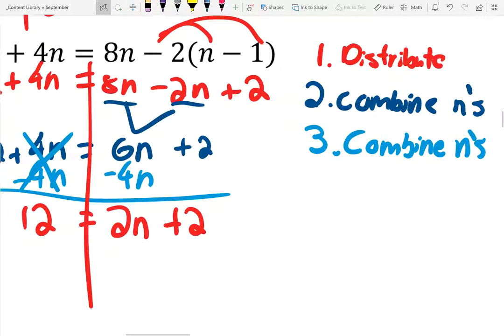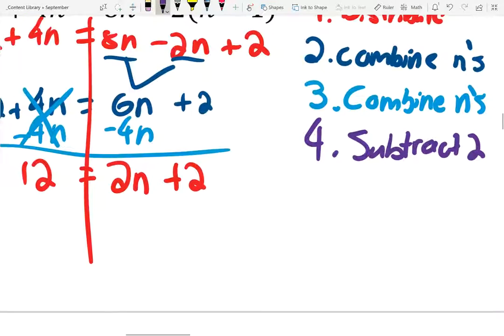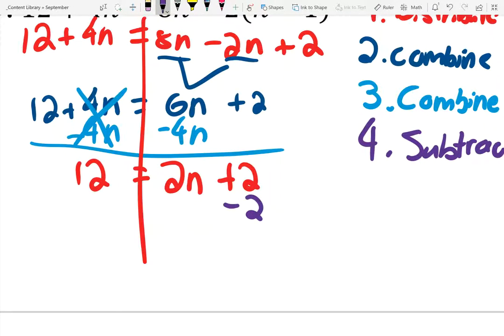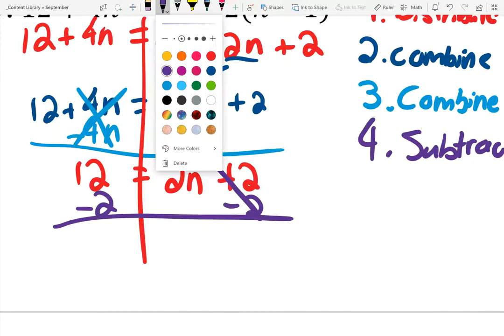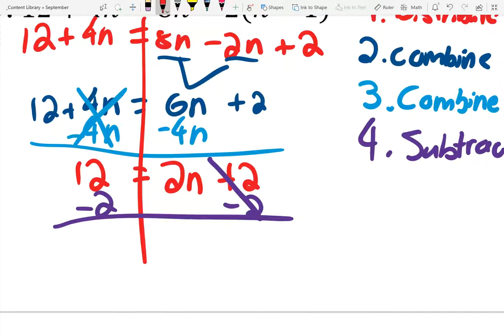Now, step 4, I'm changing colors so that you can kind of see how each step is played out. So step 4 is now we're going to subtract 2. We're going to subtract this 2 to cancel that one out. So we're doing that on both sides. Now, when I do that and I simplify it, I'm going to have 12 minus 2 makes 10 equal to 2n. Okay, but that 2 canceled out, so we're just left with the 2n now.